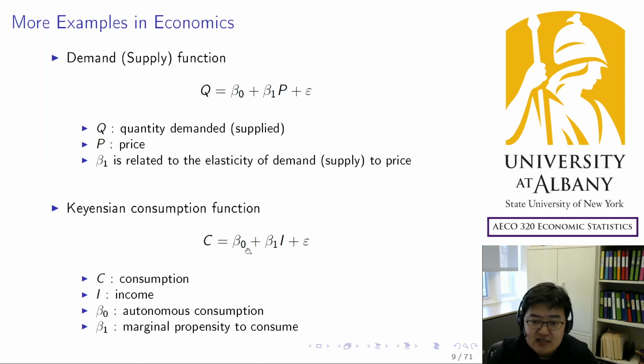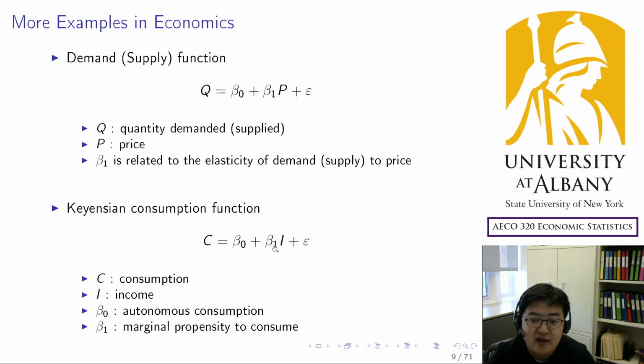And in this case, beta 0 is the autonomous consumption. That is, this is the amount of the consumption you need to survive. So even if your income is 0, you have to eat. You need a home to live, and you need some basic utilities to be paid. So that's beta 0, the basic consumption you need.